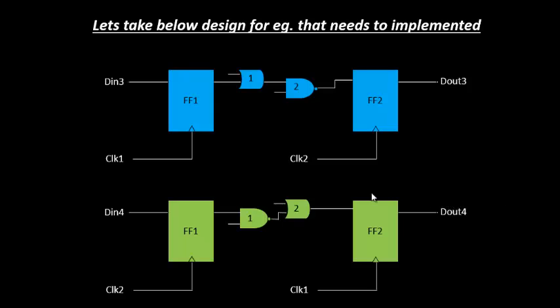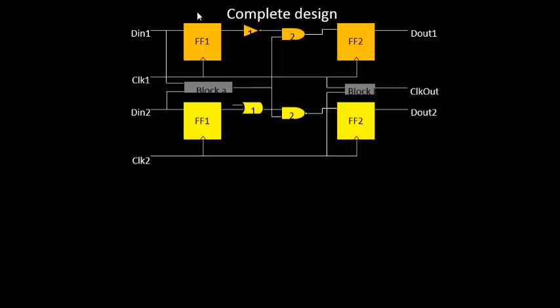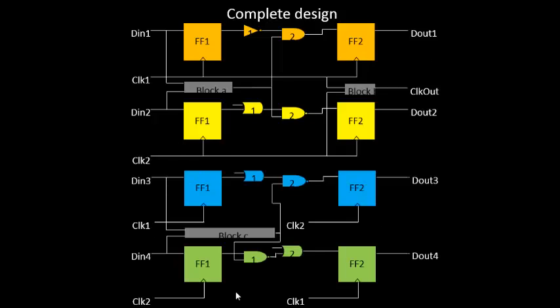Okay, let's take one more pre-placed cell somewhere in the center. So we have this pre-placed cell block C, which gets its input from D in 3 and D in 4, and the output of this pre-placed cell goes to some combinational logic, let's say this particular NAND gate and this particular NAND gate. Okay, so now let's look into the complete design. We have taken this particular design. So it looks something like this. This is the first section of the design, this is the second section of the design, and this becomes your complete design. So let's first of all make a proper connectivity for this design.